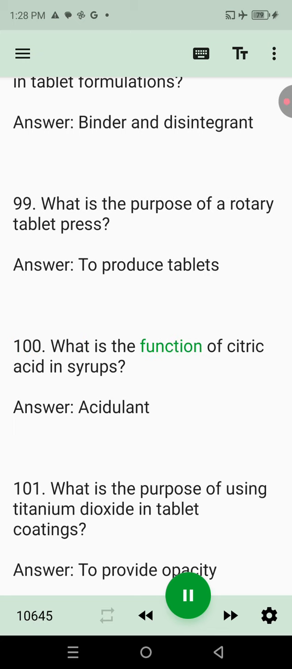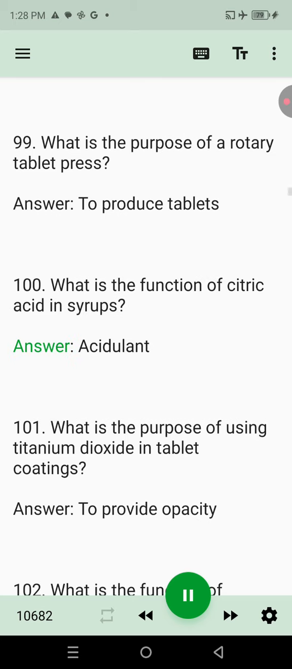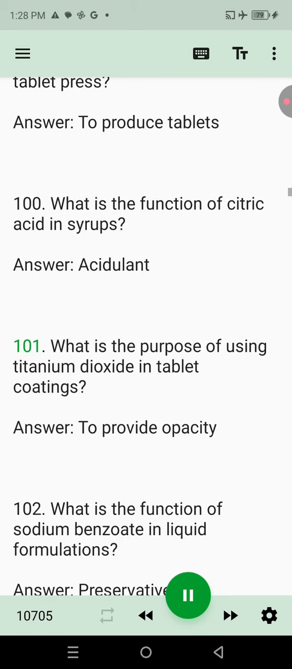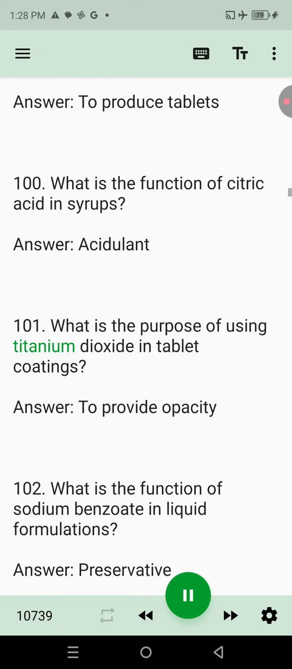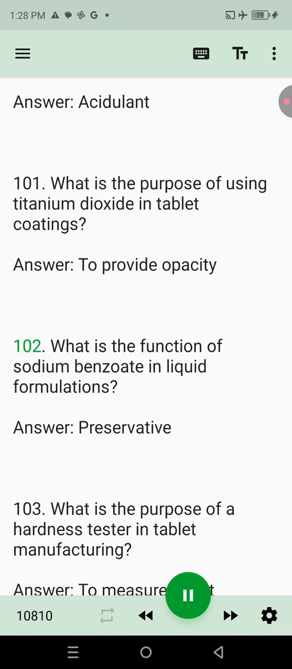100. What is the function of citric acid in syrups? Answer. Acidulant. 101. What is the purpose of using titanium dioxide in tablet coatings? Answer. To provide opacity.